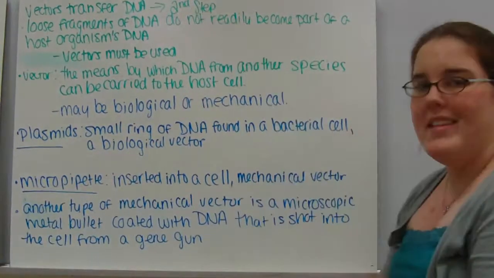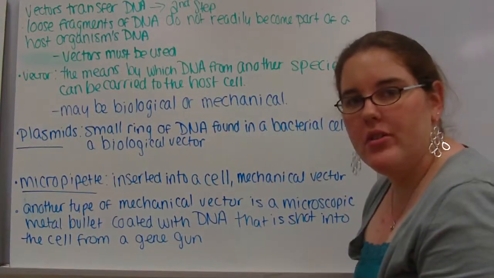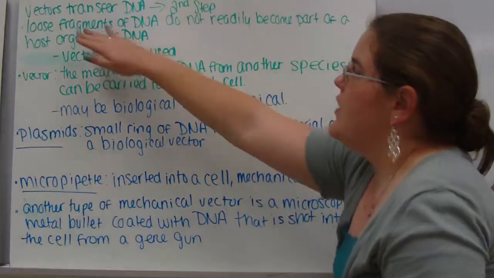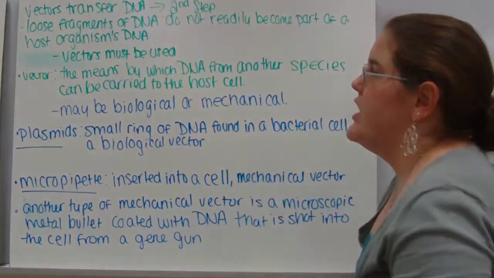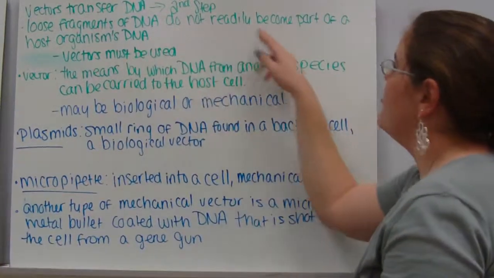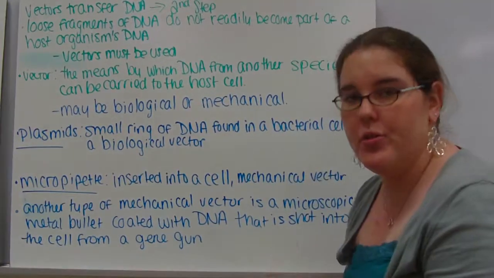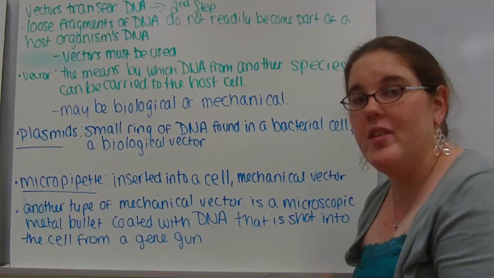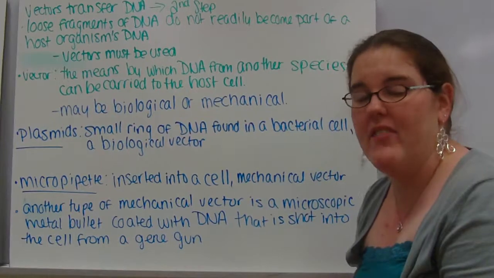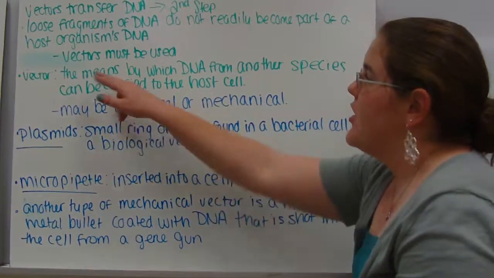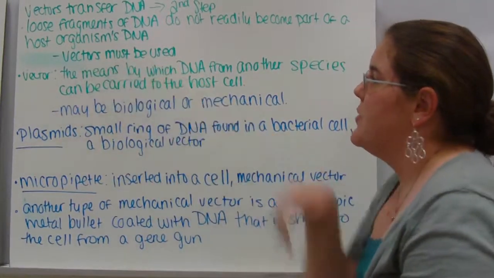Alright, the second step. How do we get these into our host organism? So we call these vectors. Vectors will transfer DNA. Loose fragments of DNA do not readily become part of a host organism's DNA. That host organism will sometimes try to reject that DNA if it's not attached to anything. So we have to use vectors. So vectors must be used.